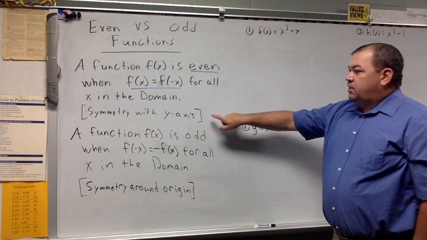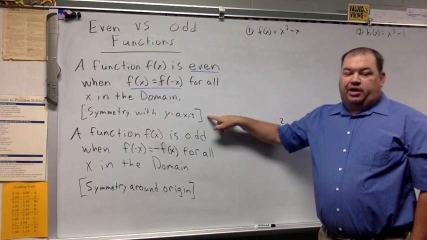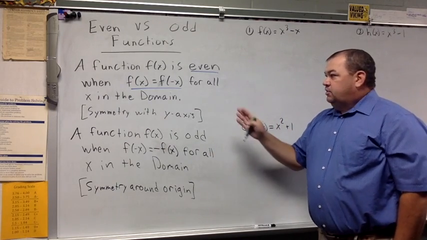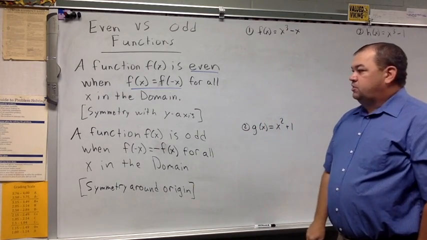Commonly we'll say this has line symmetry with the y-axis, which means we can draw a line down the y-axis and it cuts the function in half evenly on both sides.